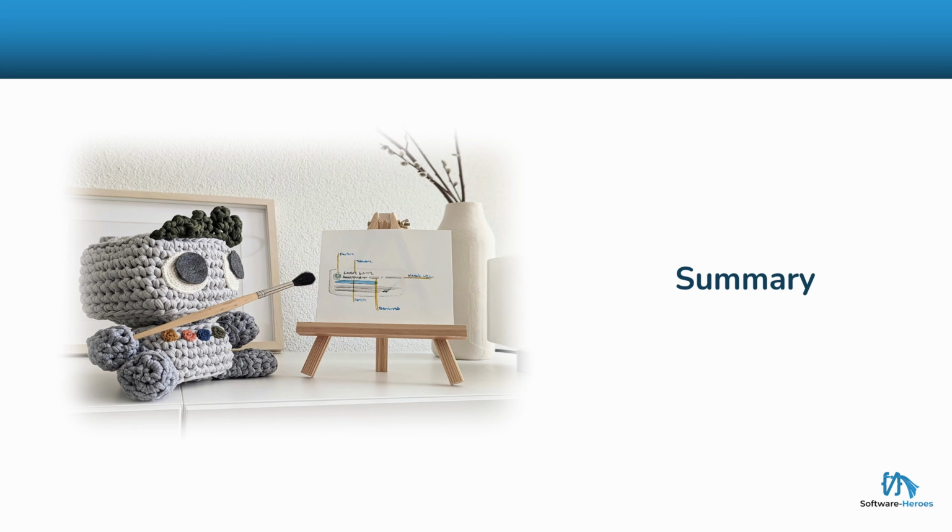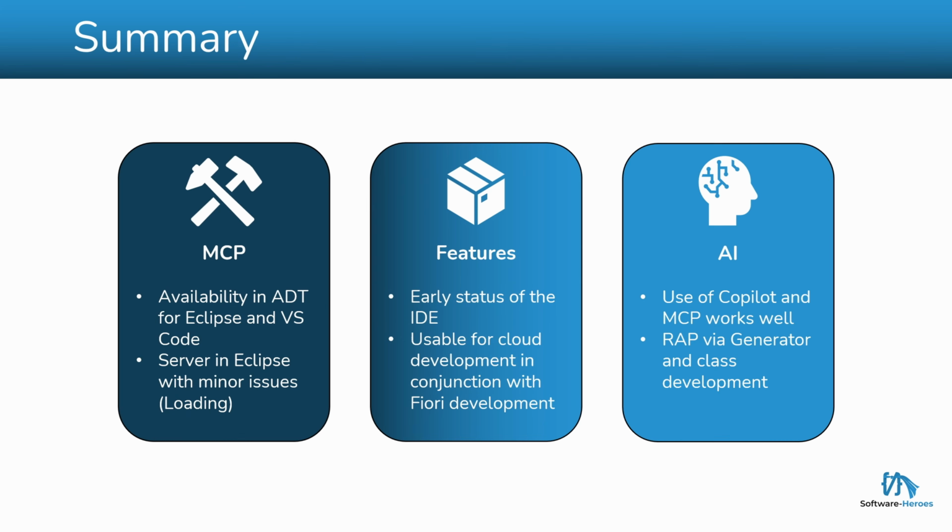Let's summarize the different sessions again. The first version of the MCP server for the ABAP development tools is now available and can therefore be used in Eclipse and VS Code. There are still some minor bugs in Eclipse when the server loads, resulting in error messages. However, the MCP server is generally the first port of call when it comes to a good context for LLM, or when it provides feedback in agent mode to clean up errors that have occurred in the source code.